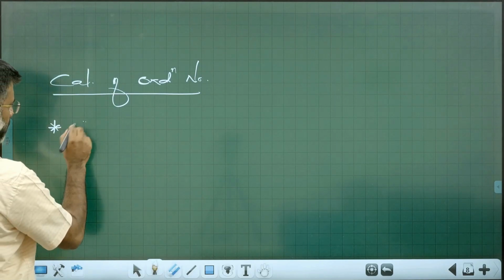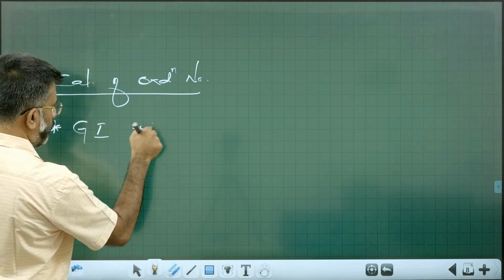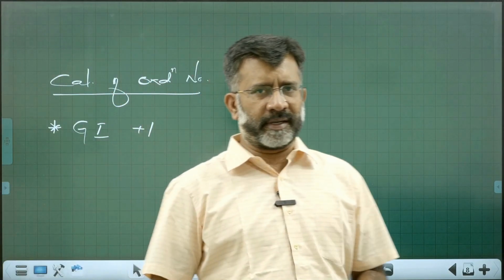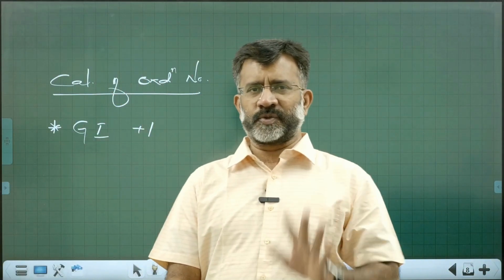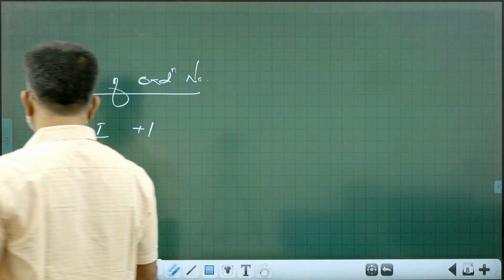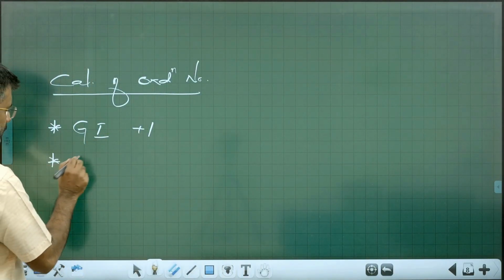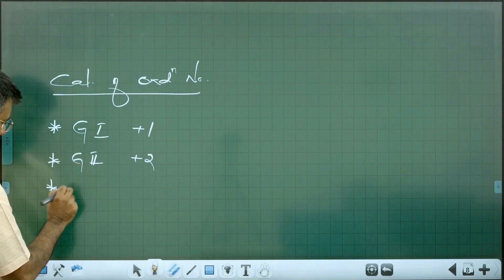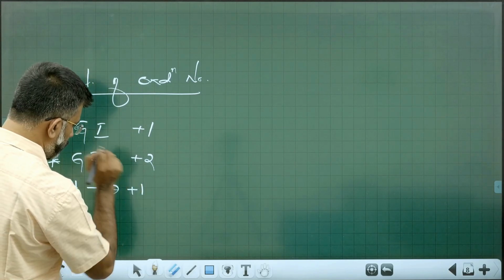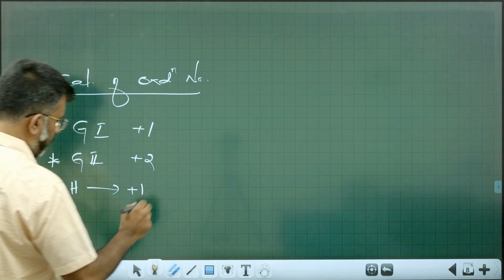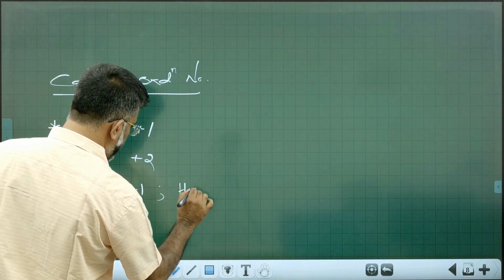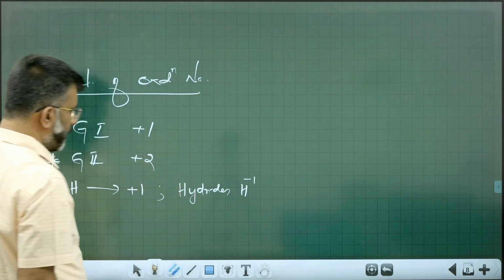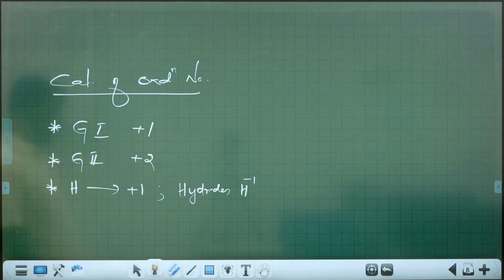Point number 1. Group 1 generally shows +1 oxidation state. Lithium, sodium, potassium, alkali metals generally show +1 oxidation state. Generally means mostly. And group 2 always shows +2 oxidation state. Hydrogen always shows +1 oxidation state, while in hydrides, metal hydrides, it can be in the -1 state.